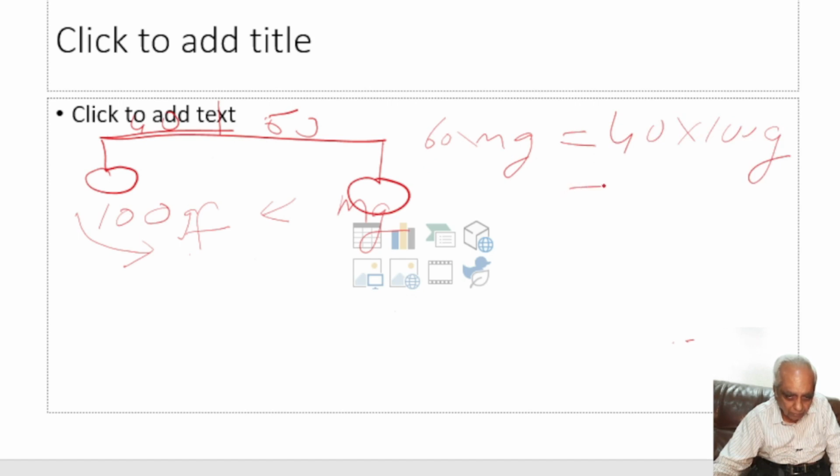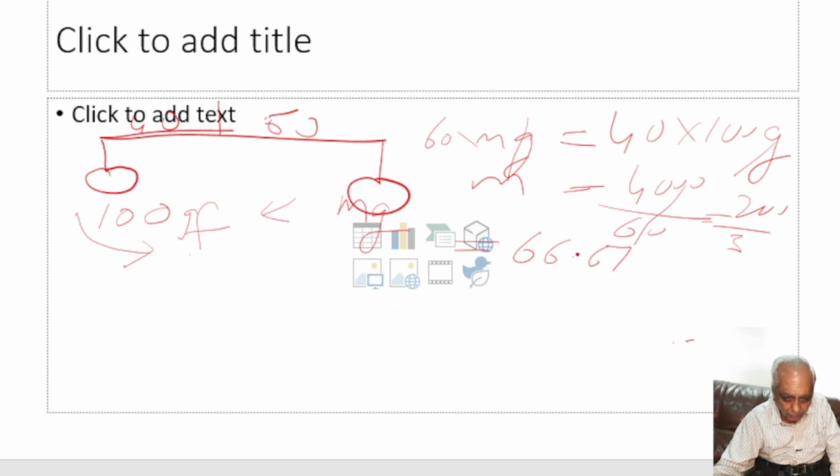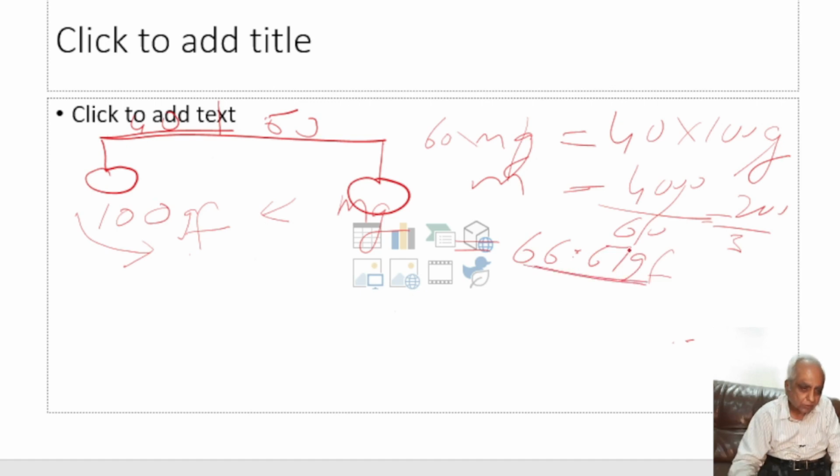So g will get cancelled. So I will get m equal to 40 into 100 is 4000 upon 60. One 0 will get cancelled. So I will get 200 upon 3. So that will give me 66.66 recurring. So I can say 66.67 gram force. So I should keep a mass of 66.6 gram force. Then it will get balanced.